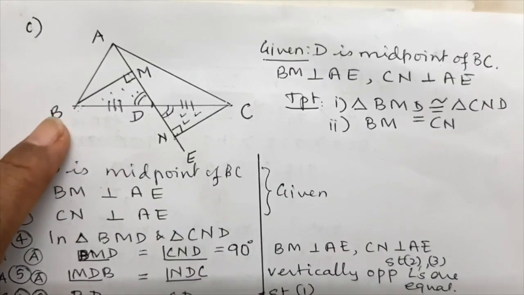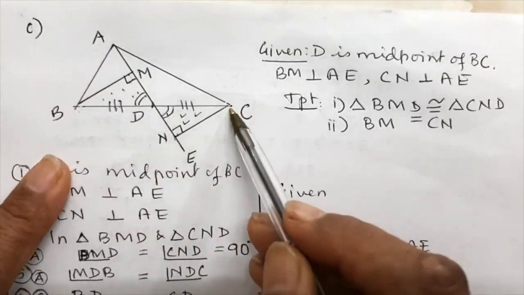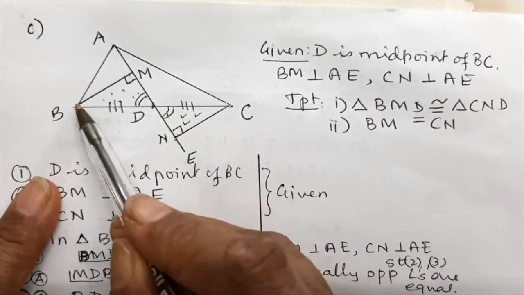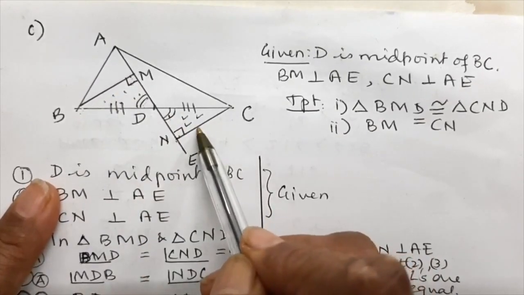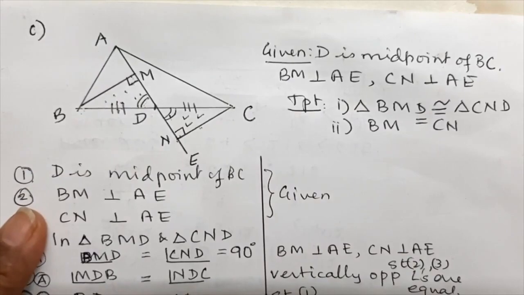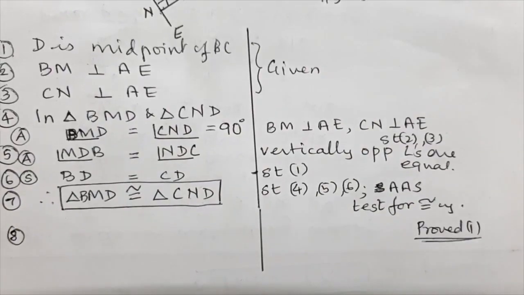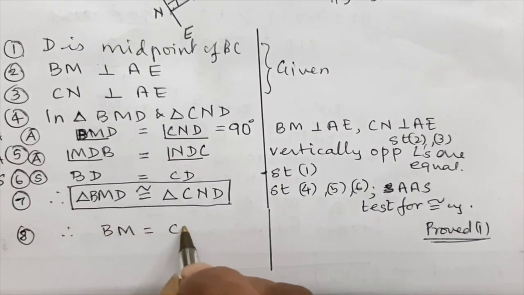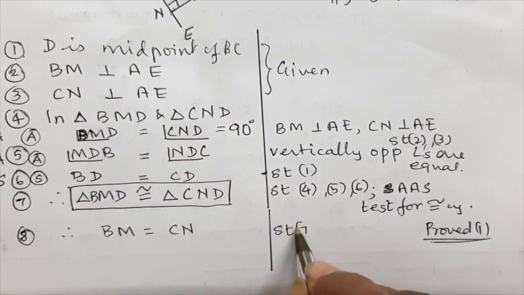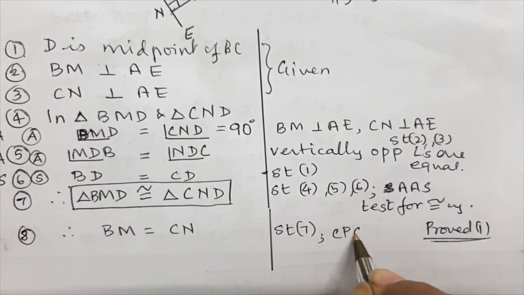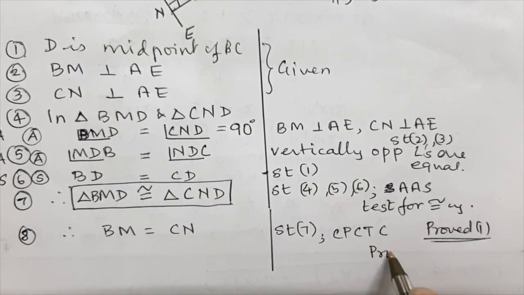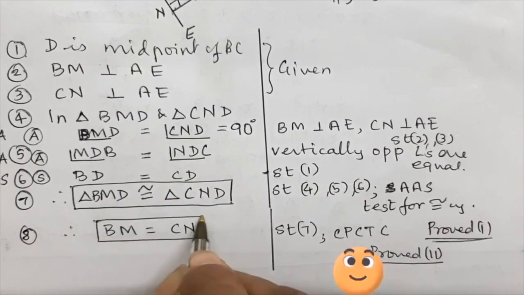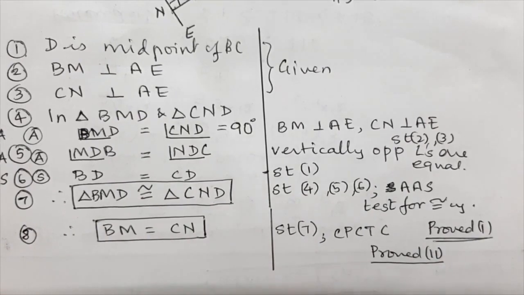Okay. Now we have to prove that BM and CN are equal. Now these two sides are opposite these vertically opposite angles. Can you see that? So they are the corresponding sides, and corresponding sides of congruent triangles will be equal. Statement number 8. Therefore BM is equal to CN, and this will be from statement 7, and CPCT, corresponding parts of congruent triangles are congruent, and that is your proved 2, and we put it in a box. And so we have finished with question number 1.